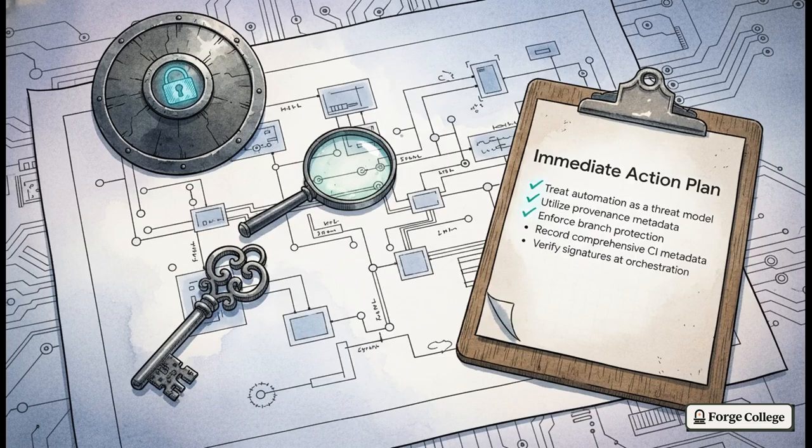Treat your deployment automation as its own threat model. Actually utilize provenance metadata. Enforce branch protection. Record your comprehensive CI metadata, and vigorously verify those signatures at the orchestration layer. These are not just nice-to-have checkboxes for an audit. They fundamentally alter what attackers can actually pull off, and they keep your deployments totally uncompromised.